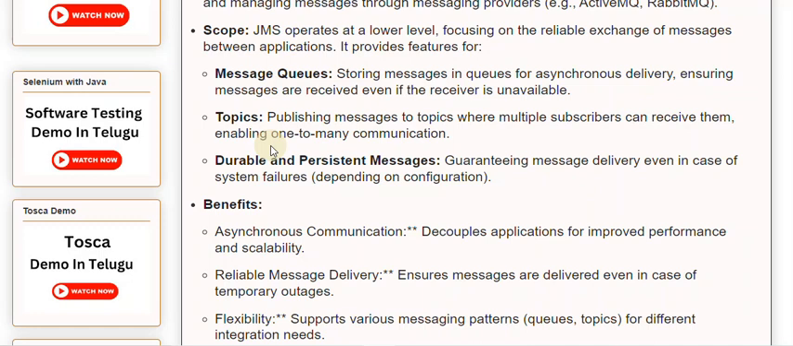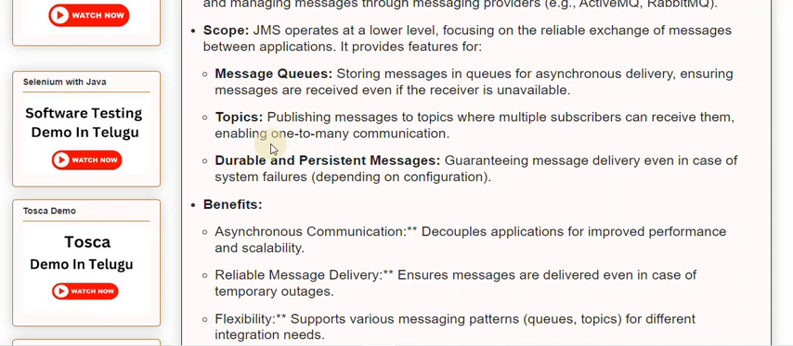Durable and persistent messages, guaranteeing message delivery even in case of system failures, depending on configuration. Benefits. Asynchronous communication, decouples applications for improved performance and scalability.